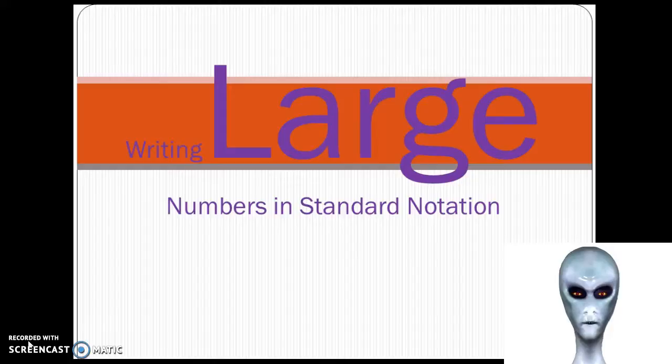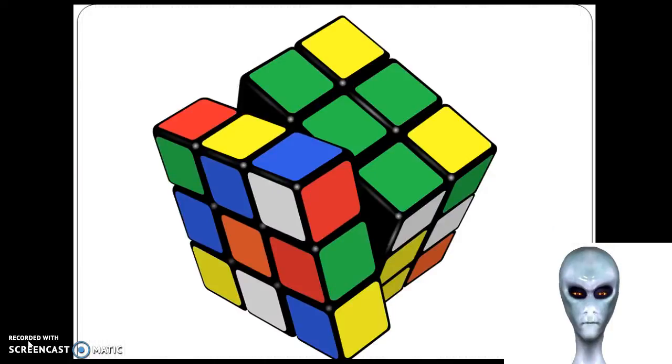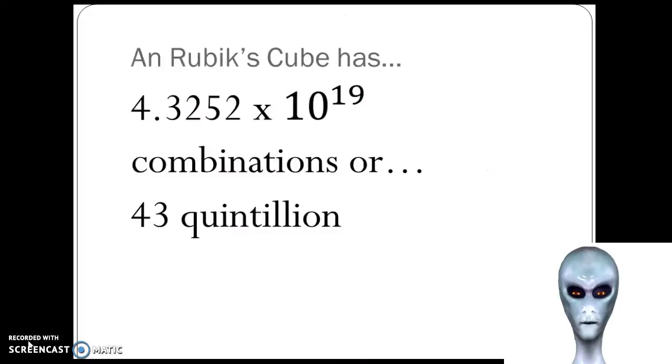Alright, so this is your video on writing large numbers in standard form given scientific notation. I want you to look at this Rubik's Cube for a minute. I don't know how many of you have tried to solve a Rubik's Cube before, but it can be difficult. There's a lot of different combinations. To be exact, there's 4.3252 times 10 to the 19th power combinations, or what we call 43 quintillion. That's a lot of combinations, and that's a very big number. And I'm going to show you how we would write that in scientific notation.